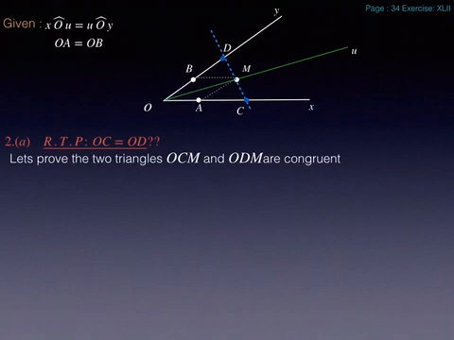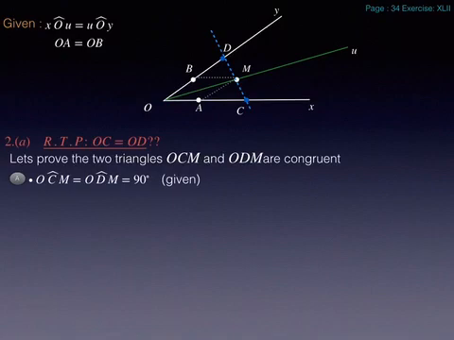So in order to prove these two triangles congruent, the first information we have is the two angles OCM and ODM are equal to 90 degrees. Why? Because given that the perpendicular drawn from M to OU cuts OX and OY at points C and D. So OMC and OMD are 90 degrees. Second information we have is the common side OM. So OM is a side inside these two triangles.